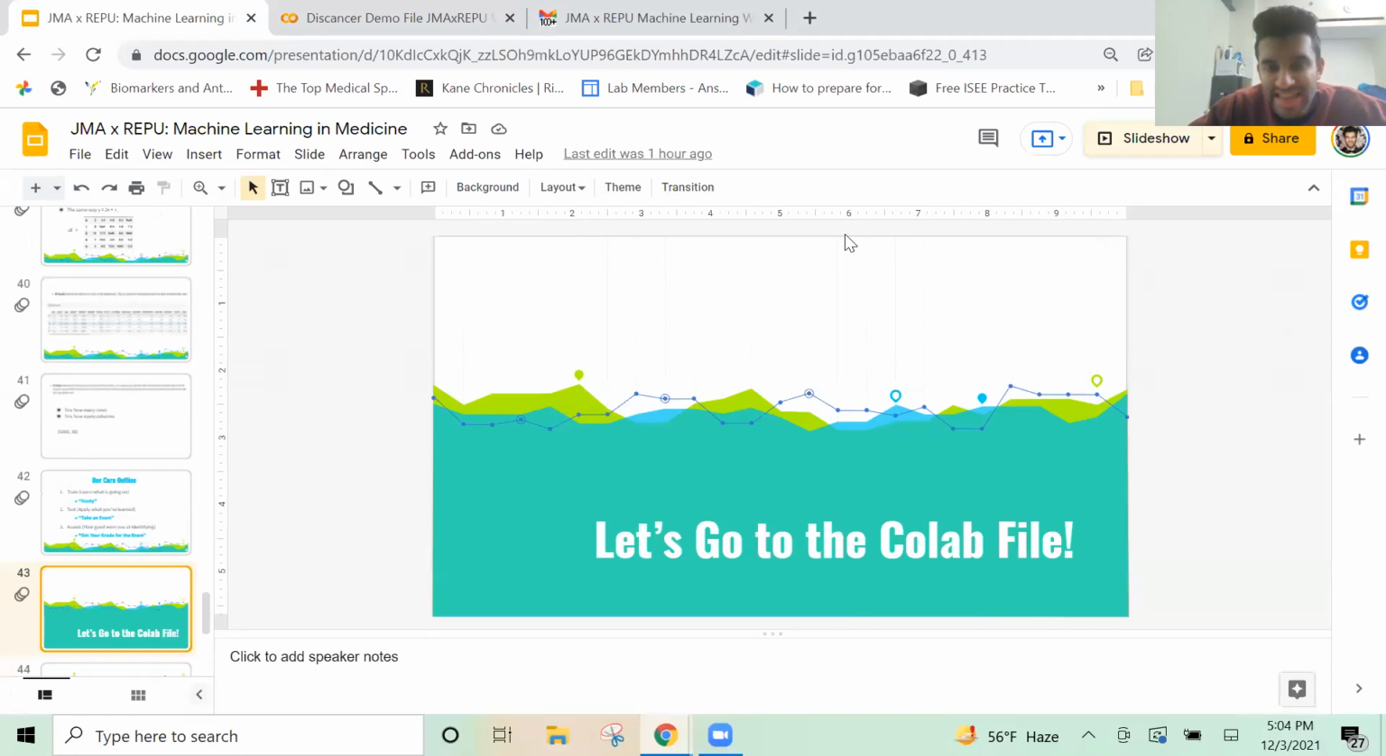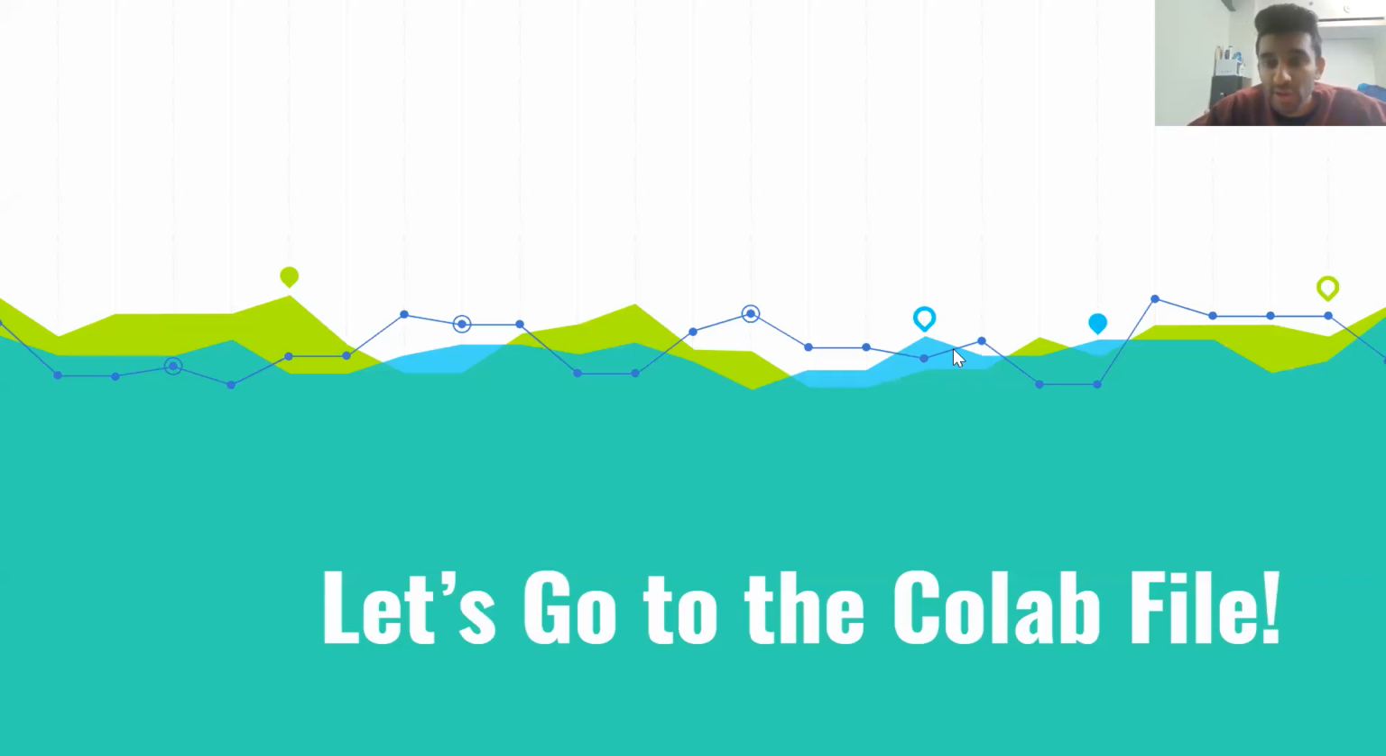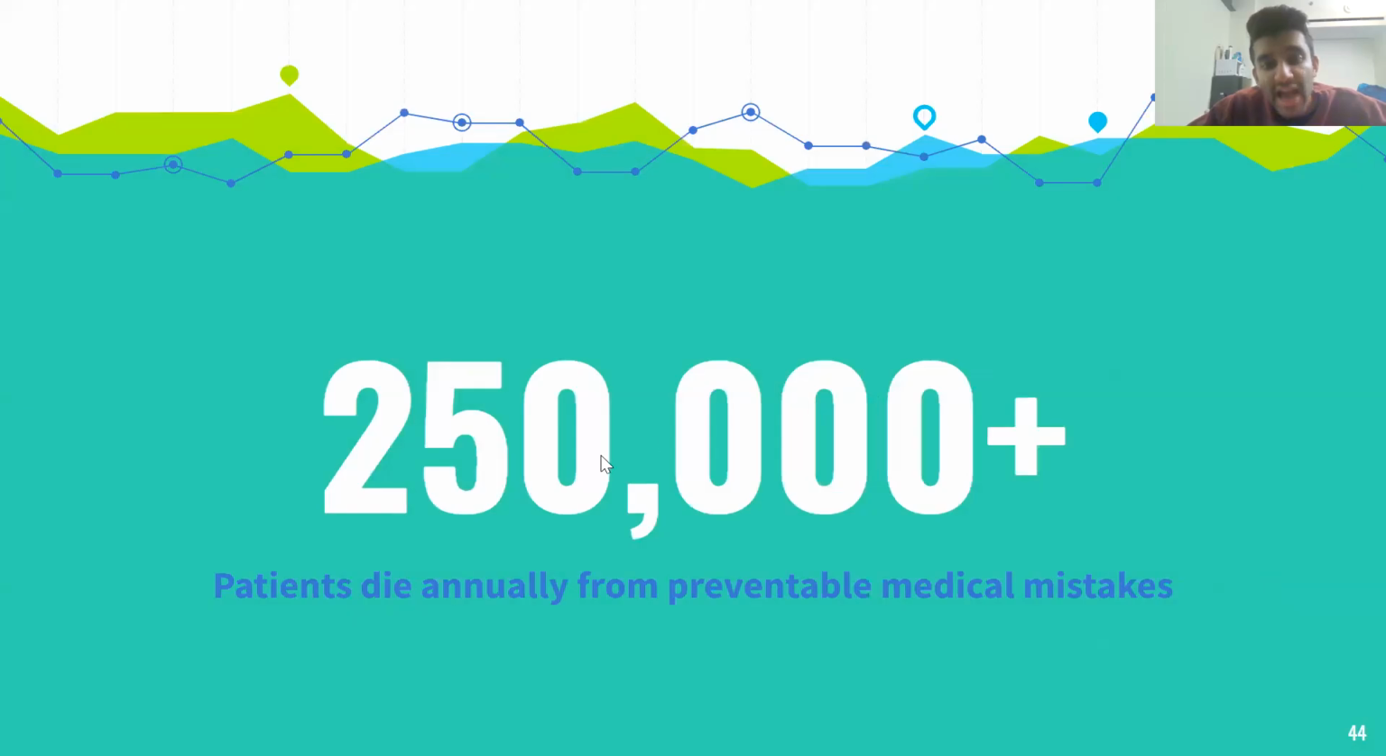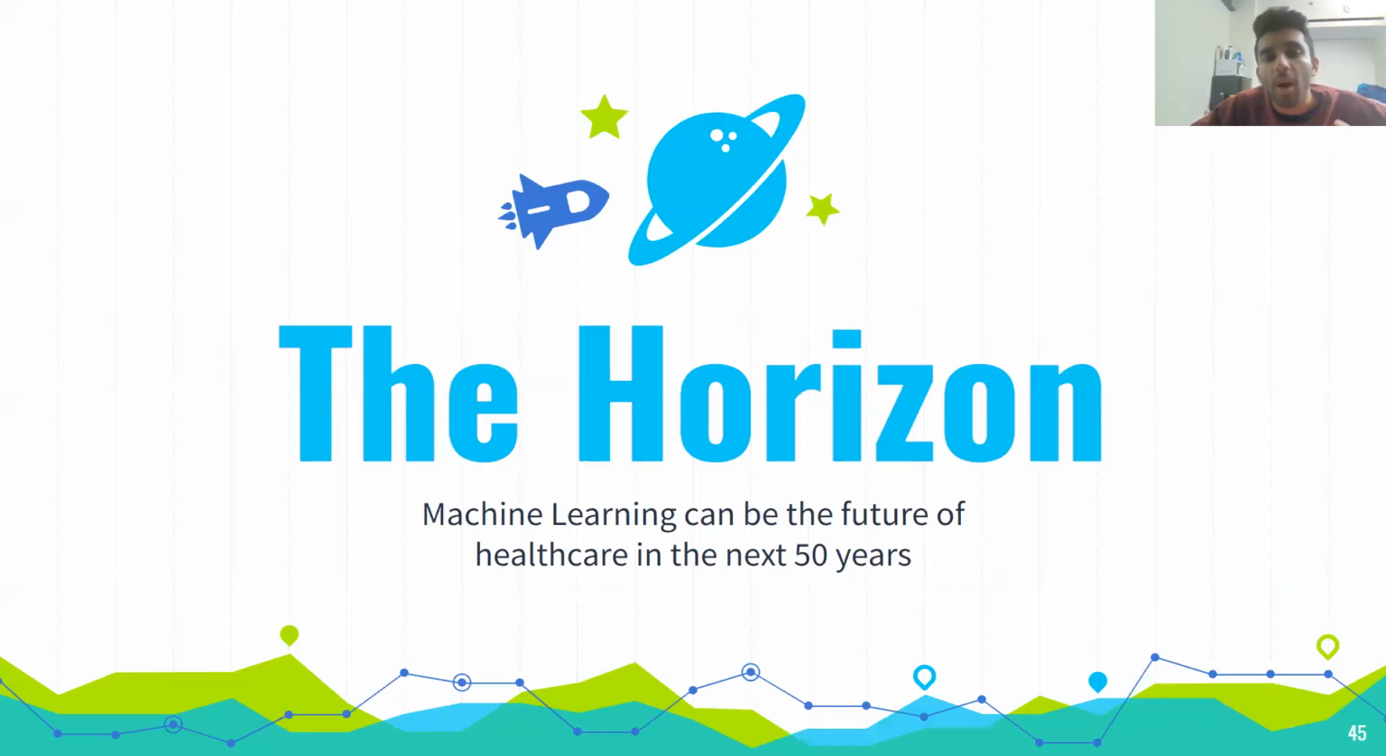So today we were all able to develop machine learning models that were 4 times better than doctors at predicting who lives versus who dies. In the status quo, in the US alone, over 250,000 patients die from preventable medical mistakes. This includes doctors giving the wrong treatment, or doctors who could have done a better job or a better surgical job. This is a wonderful place for machine learning to be the future of medicine and healthcare in the next 50 years.